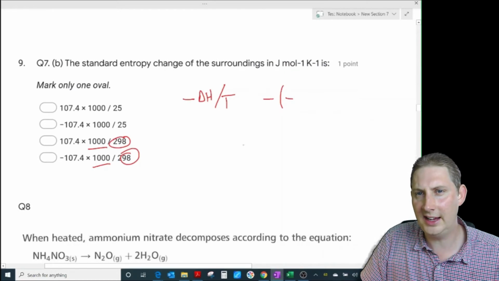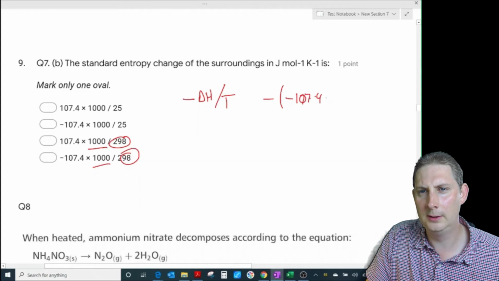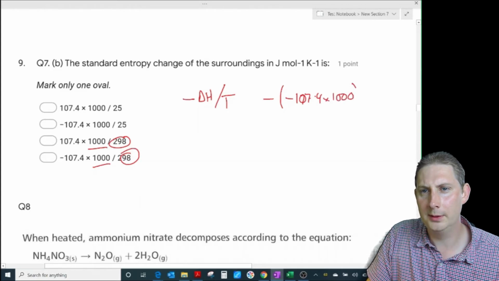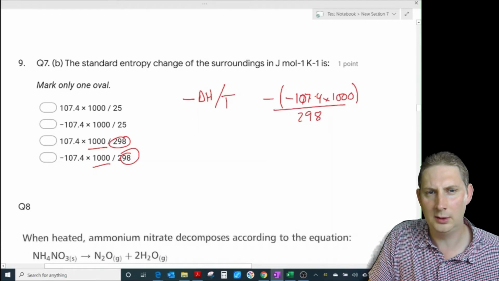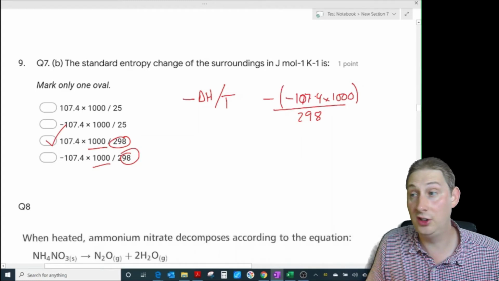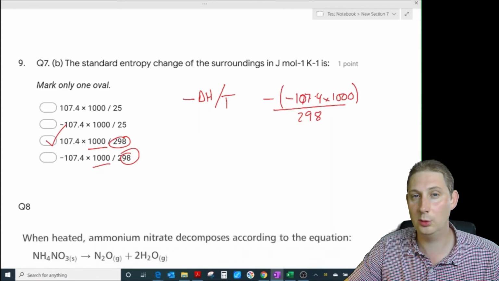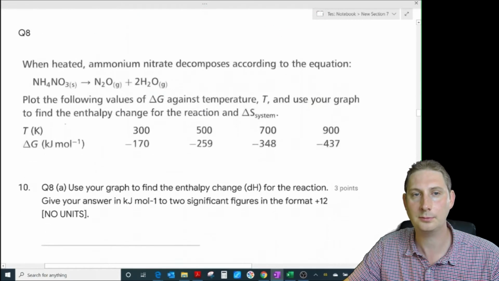But delta H is minus 107.4, so it's a minus number. In other words, it is positive 107.4 times 1,000 over 298. And if you do not see the importance of this, and if you are not being careful with signs, you will get all of these wrong.